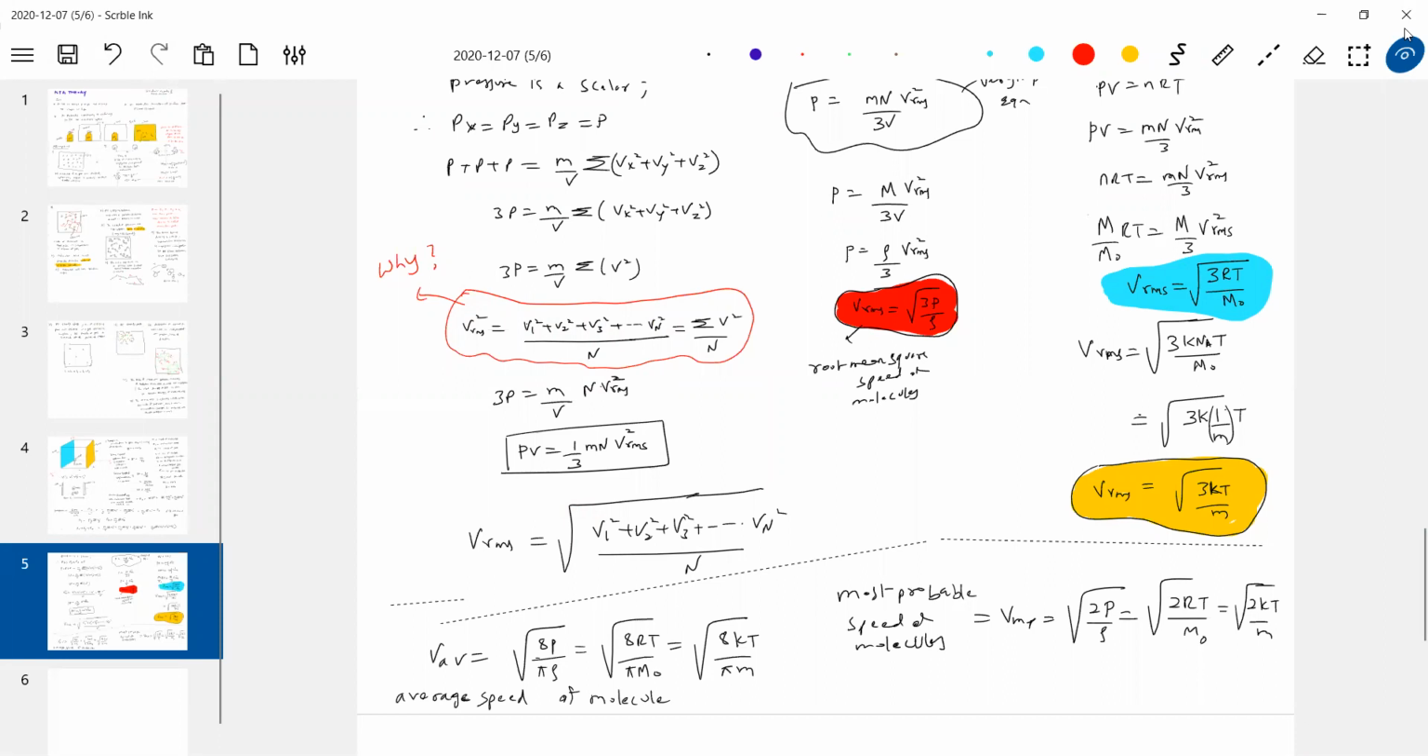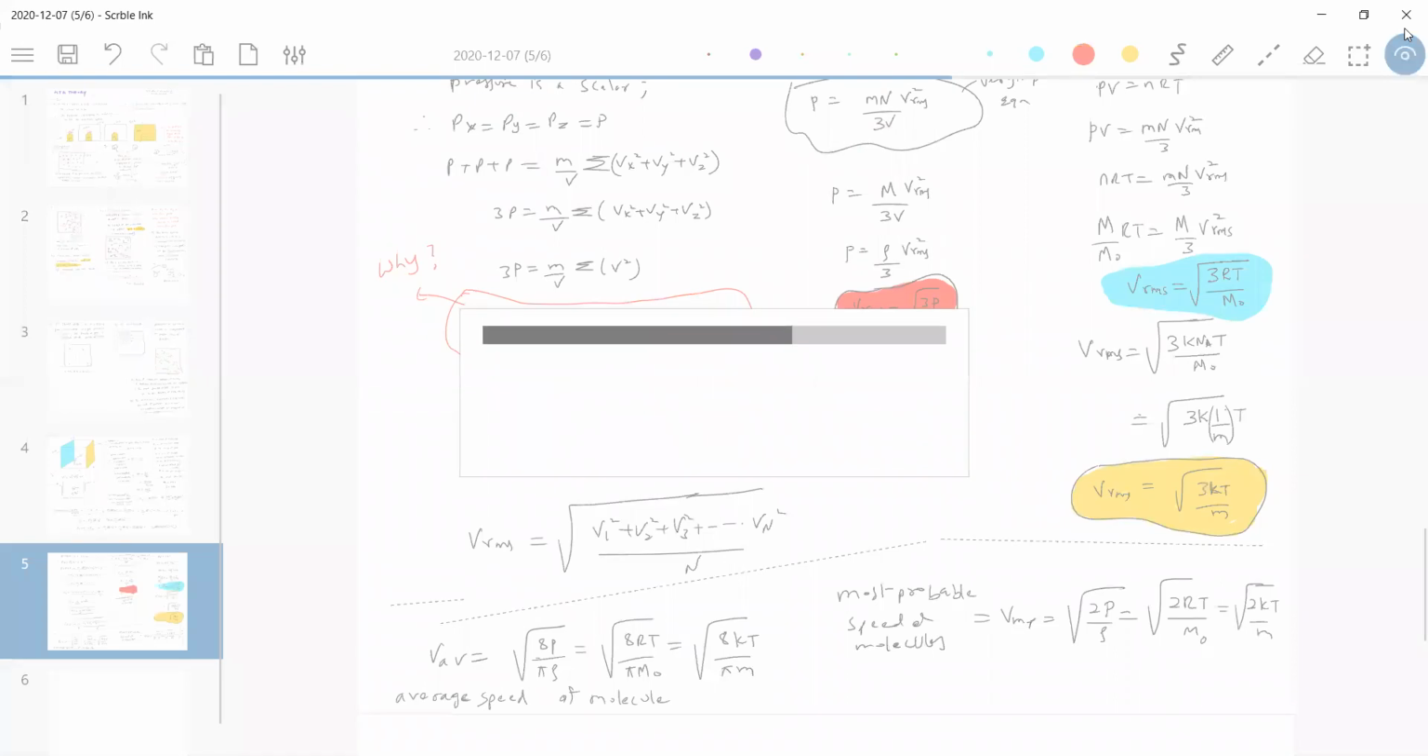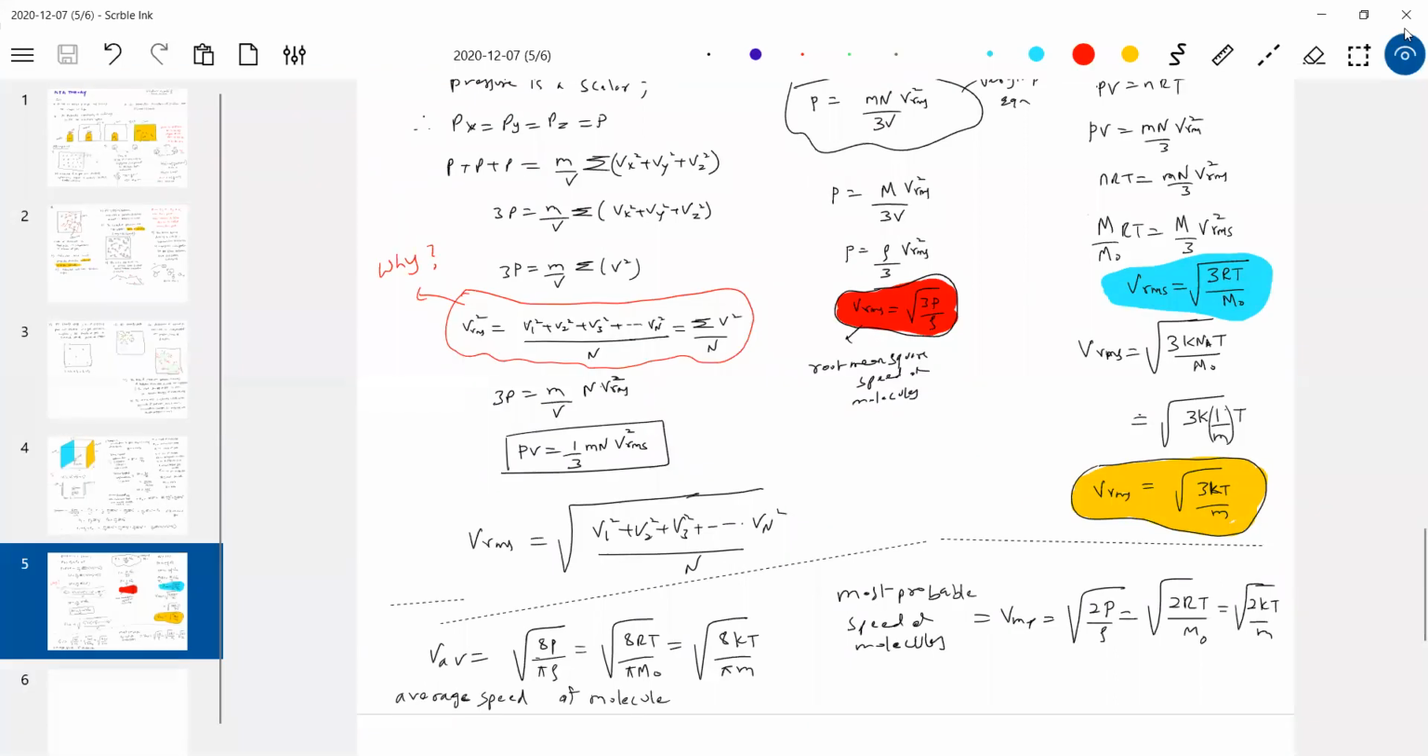Whether you learn it in chemistry, physics, or whichever subject, this is the core idea of the KTG, the kinetic theory of gases, or the gaseous state. Okay, now we'll wind up the class and tomorrow we'll continue from here.